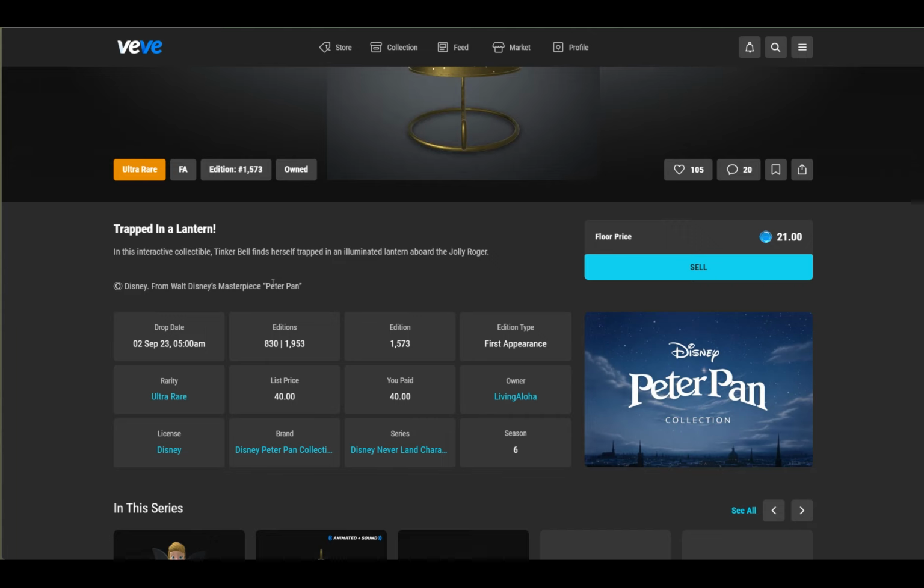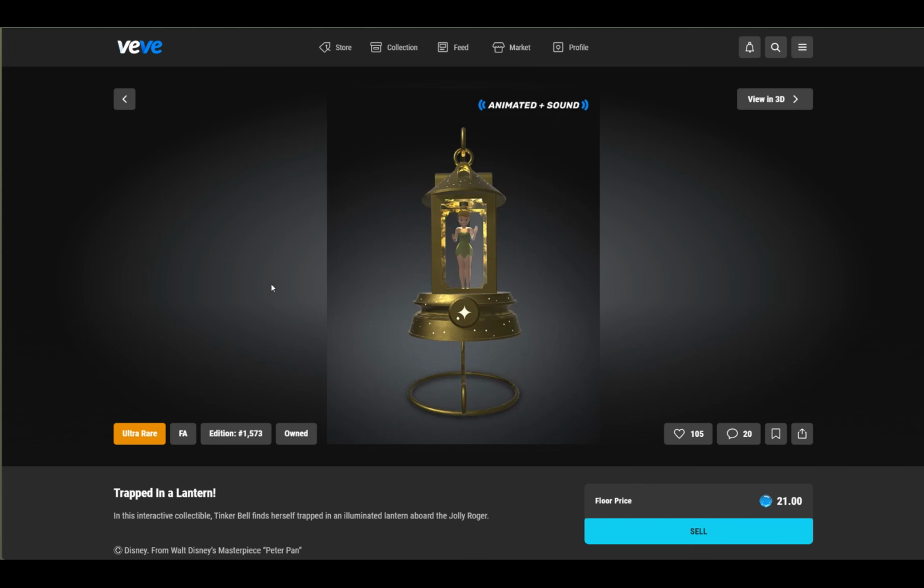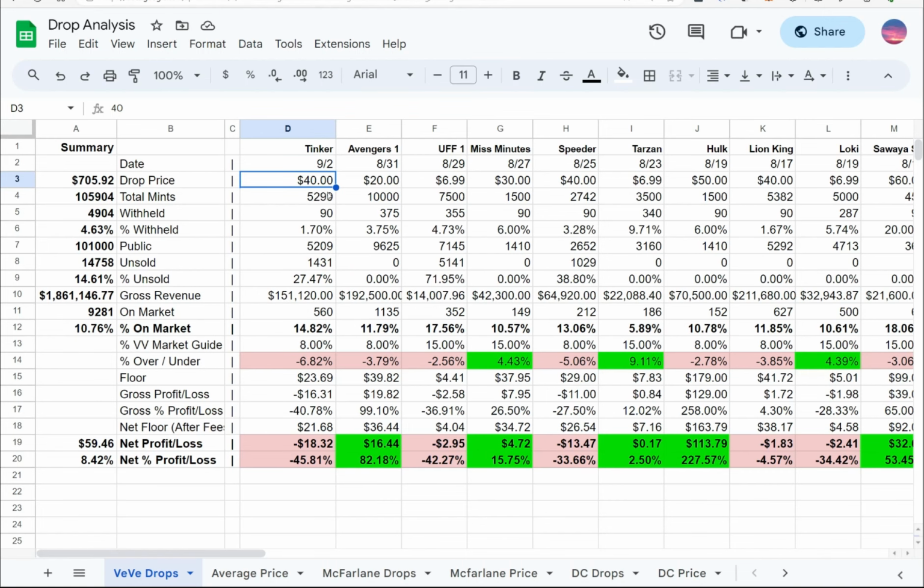But what we're going to do now is get to the price analysis. So here's the price analysis. The drop price was 40. There are 5,299 on the market, 90 withheld, so 1.7% withheld. Now, 1,431 were unsold, so 27% were unsold. 560 on the market, almost 15% on the market.